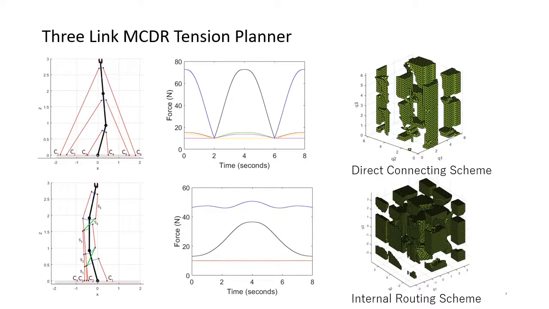Similarly, the analysis is performed for the 3-link multilink cable-driven robot. The internal routing configuration required less cable tension than the traditional 2-1 design, and this is subject to choice of attachment point and routing. The cable tension plot and the joint workspace plots are shown.